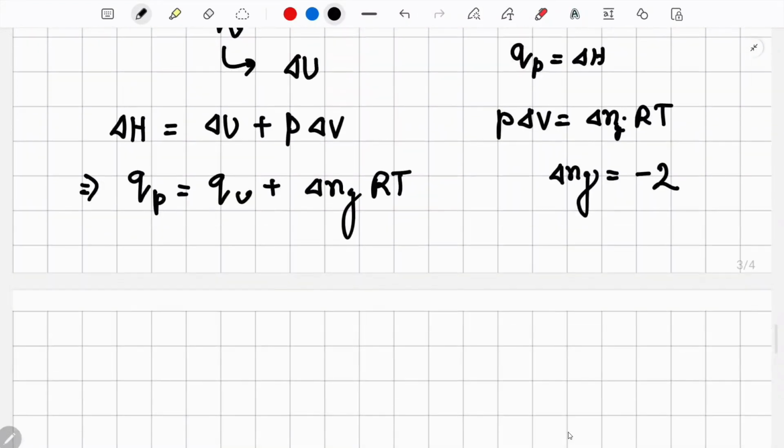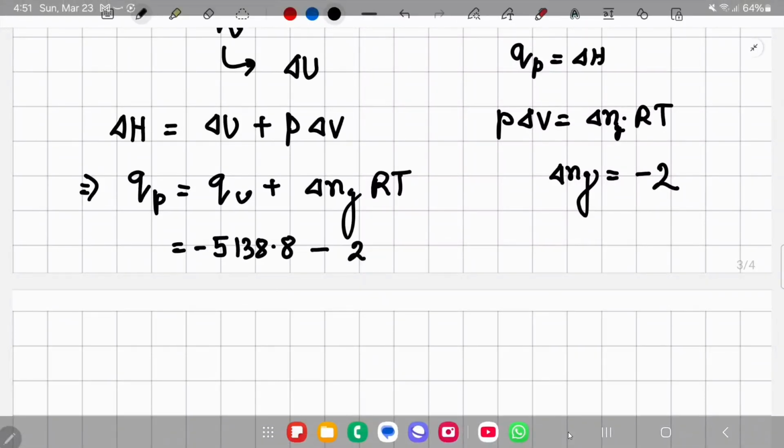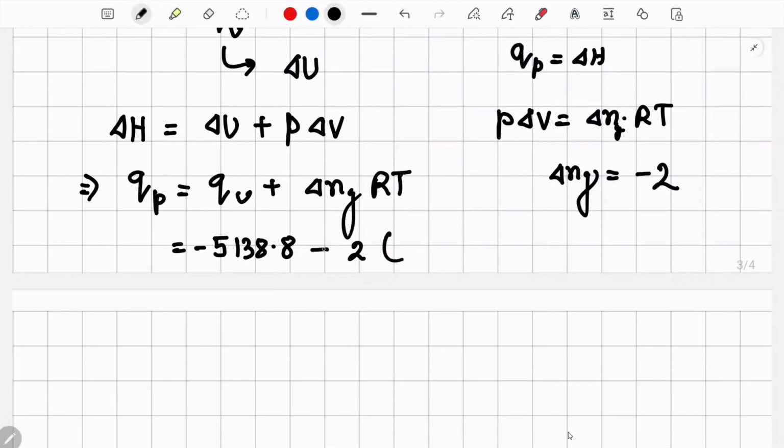Now you just calculate. It is minus 5138.8 in joule, obviously, and minus 2RT. R is, in joule, 8.314, and T is 298. Calculate.